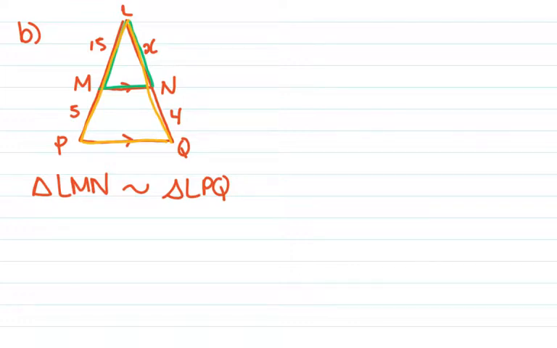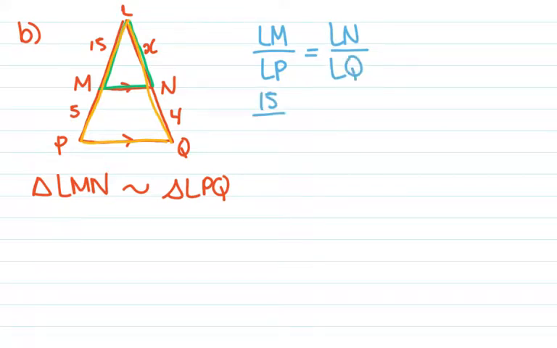So side length LM matches up with LP from the bigger triangle, and side length LN matches up with LQ from the bigger triangle. So LM is 15 over LP. The total of LP from the top all the way to the bottom is 15 plus 5, so that's 20, equals LN, which is X, we don't know. LQ is X plus 4.